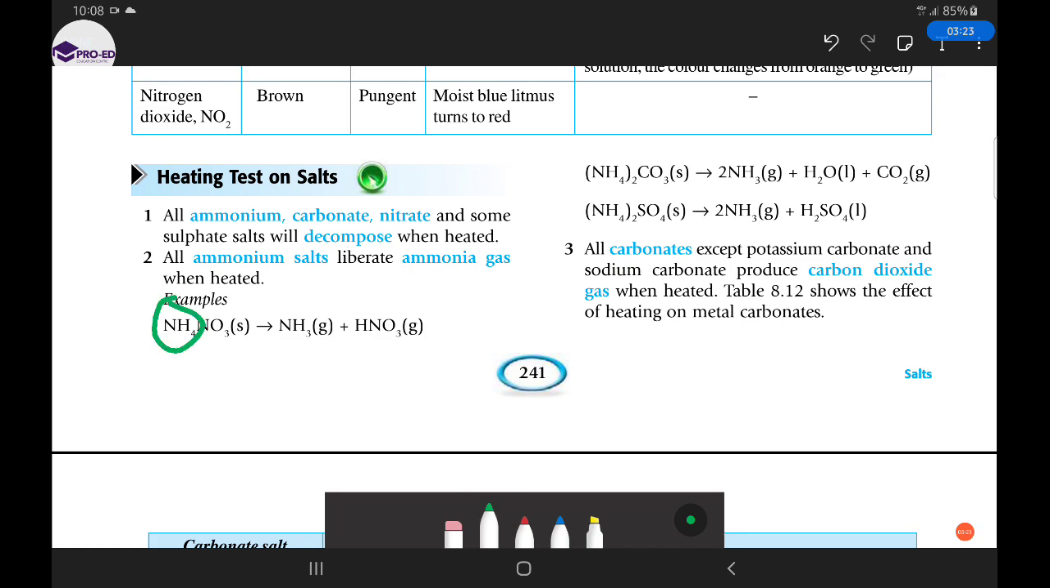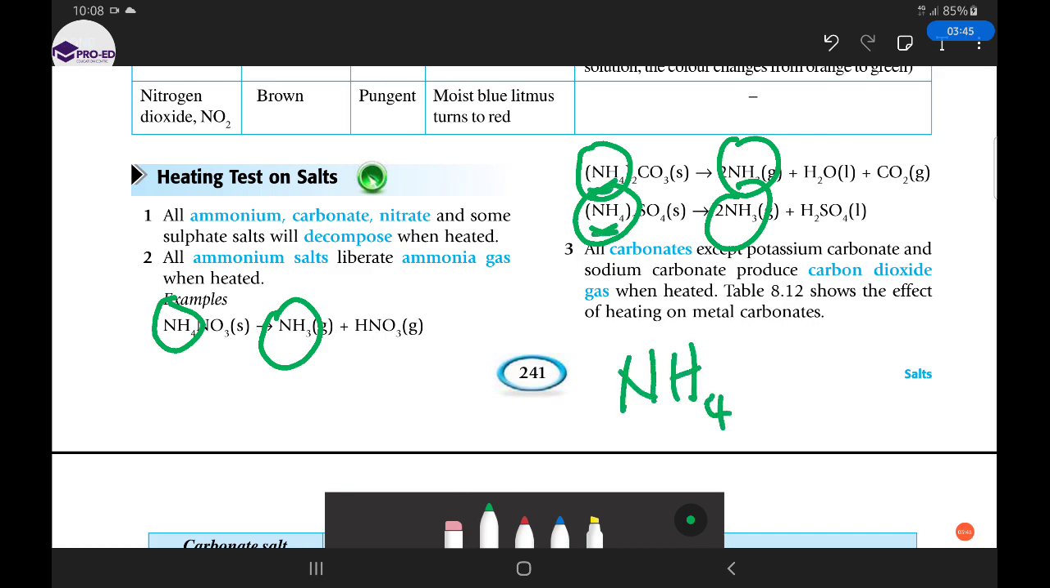The point is, all three of them were ammonium salts. We were heating up ammonium salts, and all of them released what? Ammonia gas. In other words, if ever you heat up any salt and one of its products is ammonia gas, you already know you're dealing with an ammonium salt. So you know the cation in that particular salt is ammonium, NH4 positive.